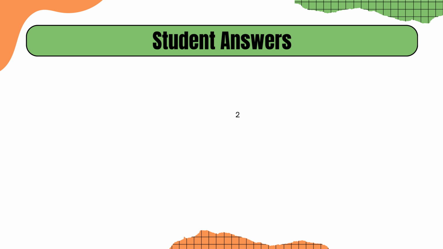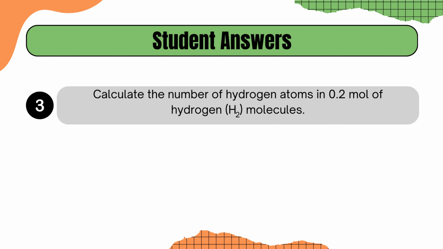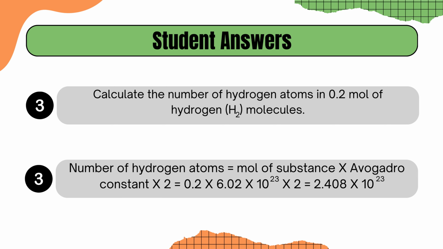And the third question is: calculate the number of hydrogen atoms in 0.2 moles of hydrogen H2 molecules. The formula is number of hydrogen atoms is equal to moles of substance multiplied by the Avogadro constant multiplied by 2, and here 2 is for the 2 hydrogen atoms in a hydrogen molecule. The solution is 0.2 multiplied by 6.02 multiplied by 10 raised to power 23 multiplied by 2, and the answer is 2.408 multiplied by 10 raised to power 23.